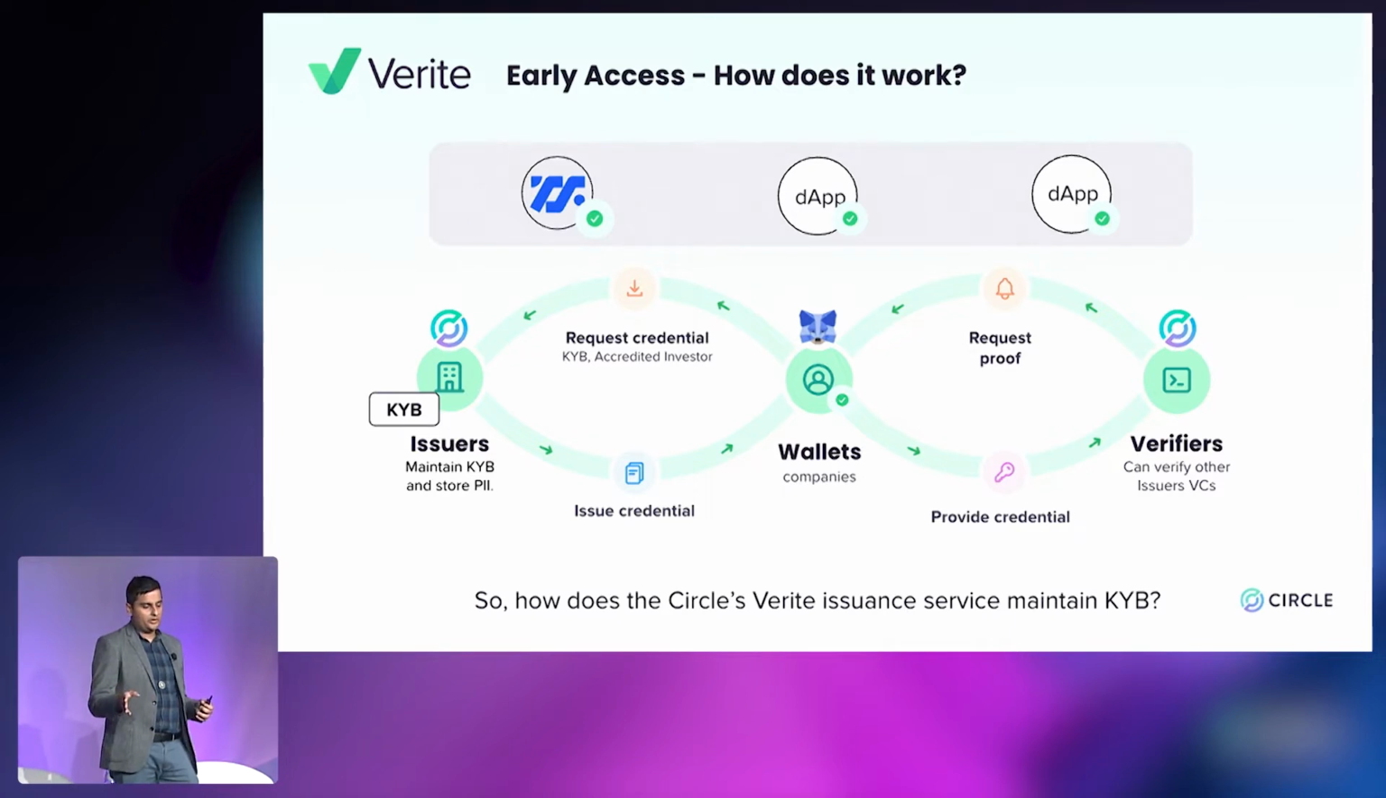And what you see here is basically Circle standing up the first issuer, that's on the left, and the verifier as well. And we have partnered with MetaMask Institutional to provide the first wallet for Verite that can actually take these Verite credentials and help users access dApps. First dApp, excitingly, TrueFi.